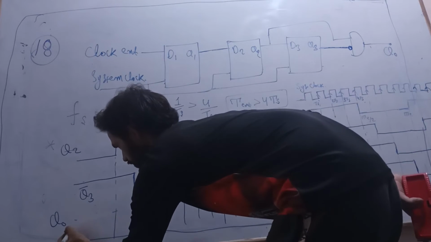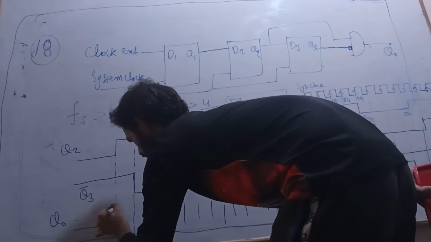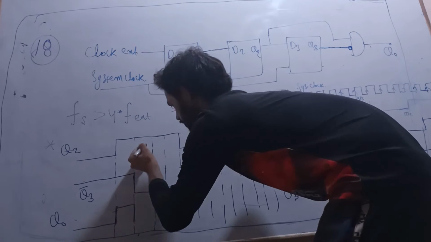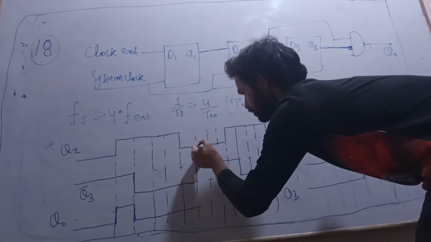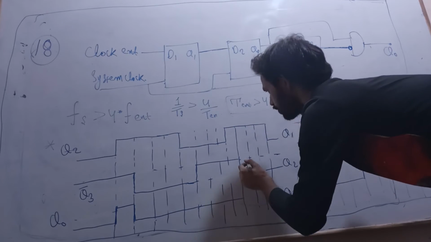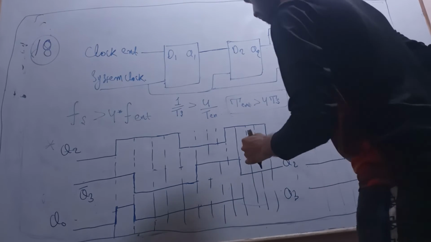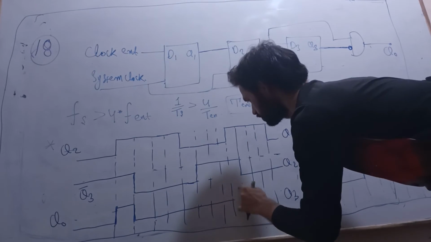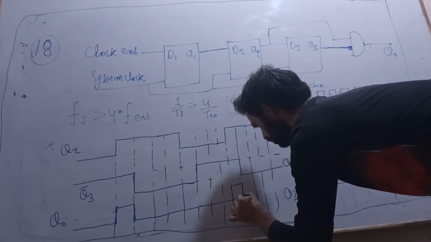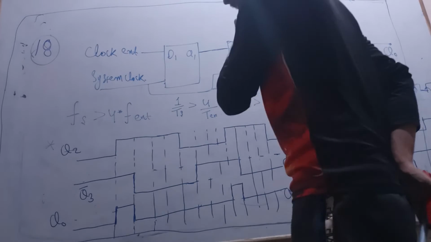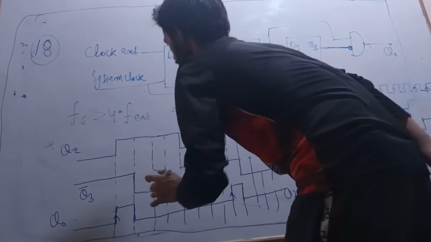If you see here, Q naught is nothing but this 0 and this 1 gives 0, 0 0, remaining 0. So 0 1 again 0, 0 0. So this 1 0 again 0. If you see here, this is 1 1, so 1 1 means 1. This is 0 0, this is 0.